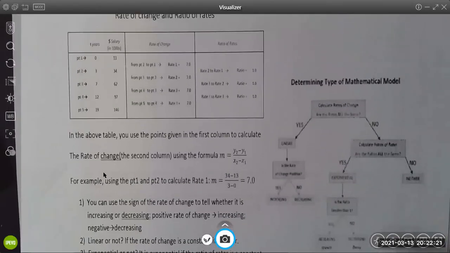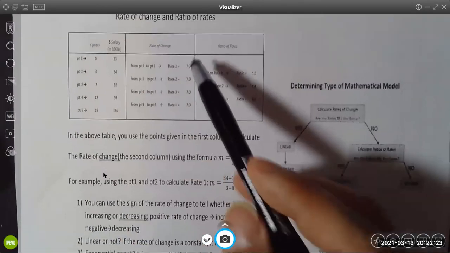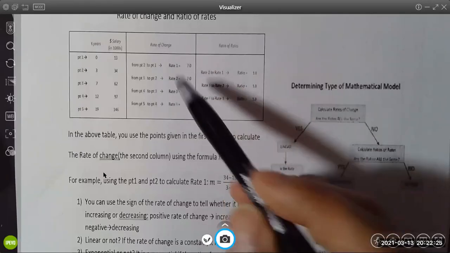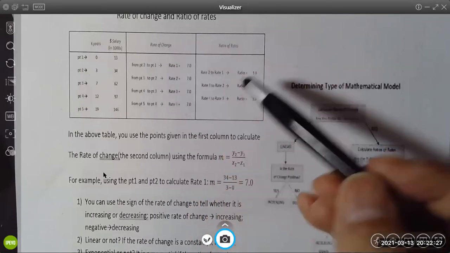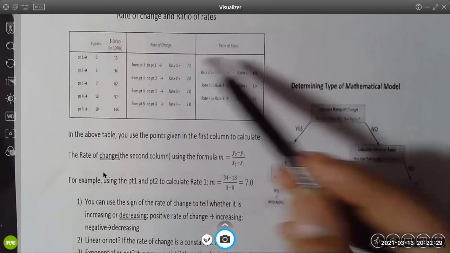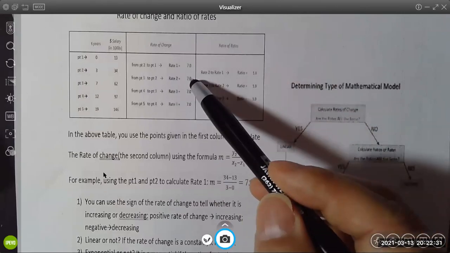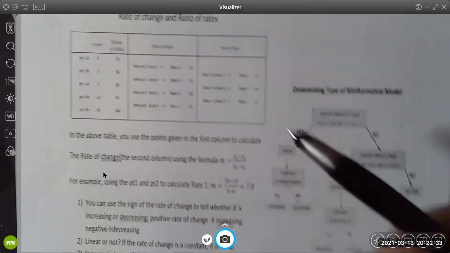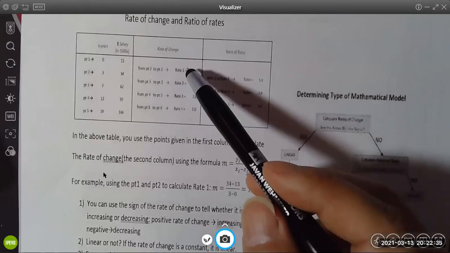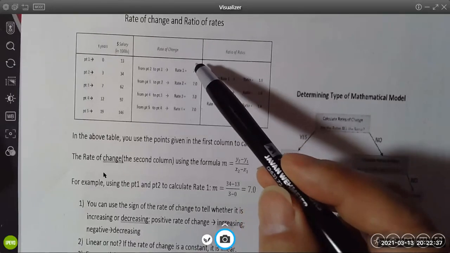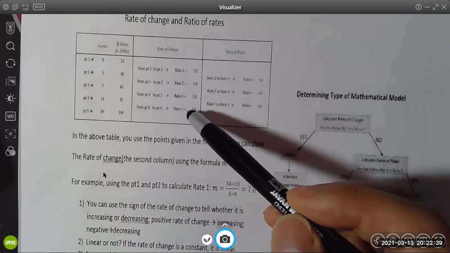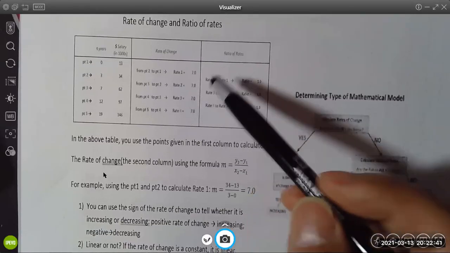Again, you need this point to calculate slope. After you have slope, I mean rate of change, that's the same thing. You do ratio. In this one divided by this one, that's the first ratio. This one divided by that, the second one, and so on. And if this slope is a constant number, that's linear, no matter positive, negative, as long as it doesn't change, it's linear. In this case, it's linear.